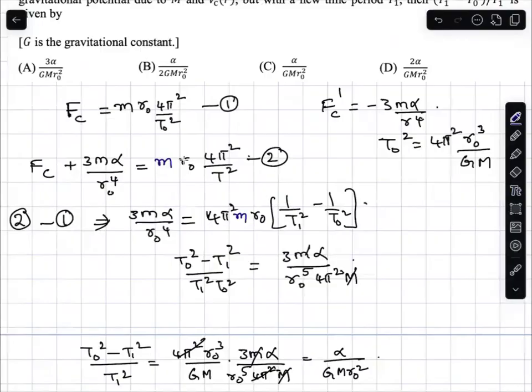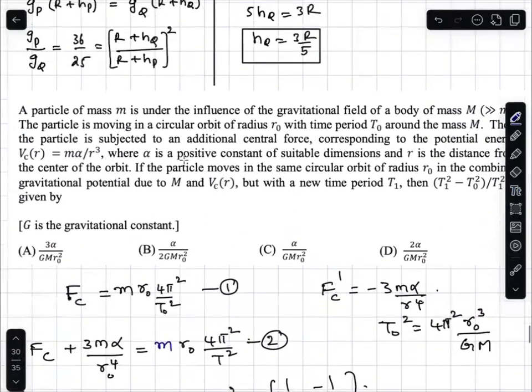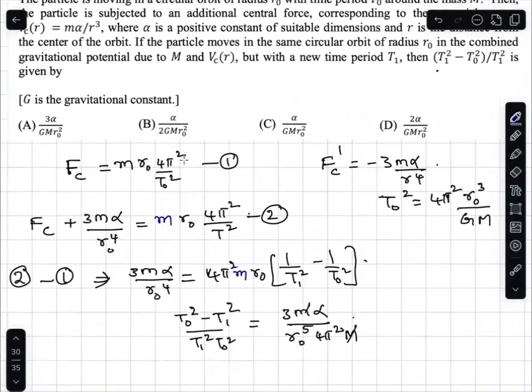Till this point, any doubt? Don't forget, in the question itself, they have given some hint. You want this.